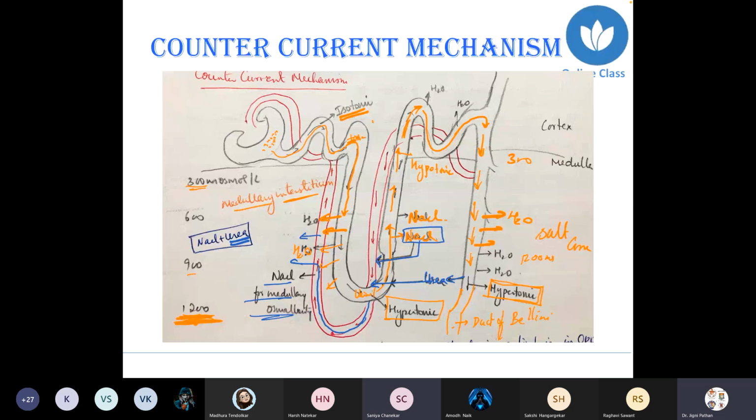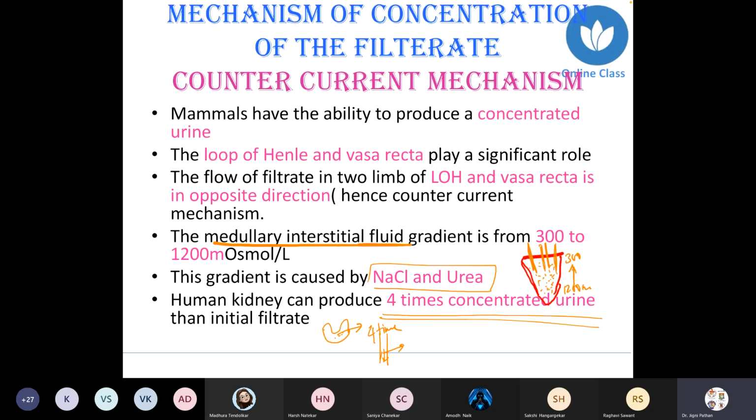I said the NaCl and urea play a role in maintaining the medullary interstitium. I have given this point in the notes also. The gradient is caused by NaCl and urea. You have written this point. The gradient is caused by NaCl and urea. Everyone.